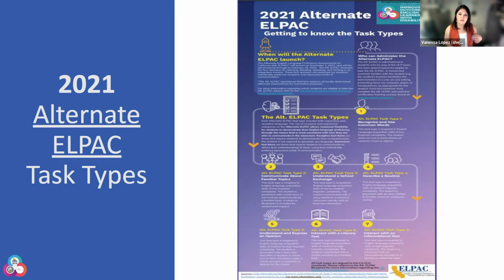So going from task type 1, recognizing and using common words, to task type 2, communicating about familiar topics, 3, understanding a school exchange, 4, describing a routine, 5, understanding and expressing an opinion, 6, interacting with literary text, and finally 7, interacting with informational text.